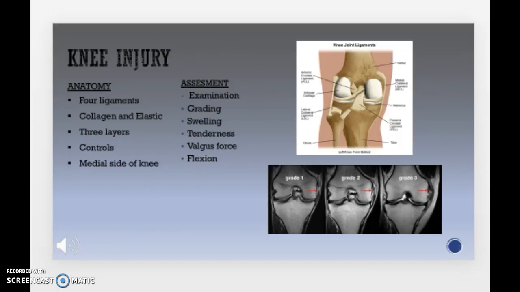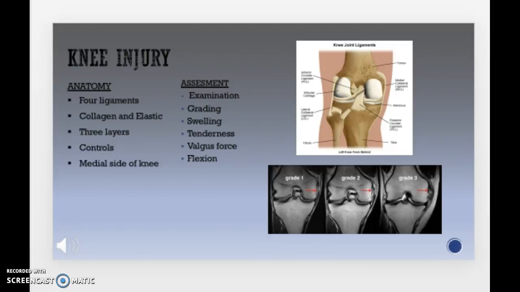Assessment of this injury would start off with a suspicion of having injury. Examination would be needed right away. Usually when assessing this, the patient would have both legs exposed, so one can be observed as the control, whereas the other one can be observed for any swelling or redness.